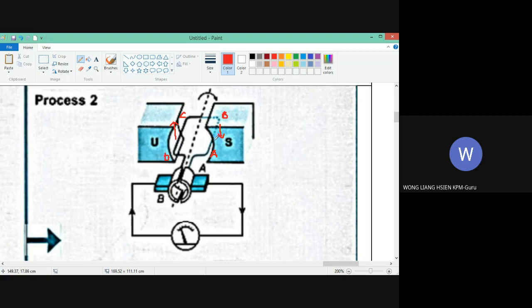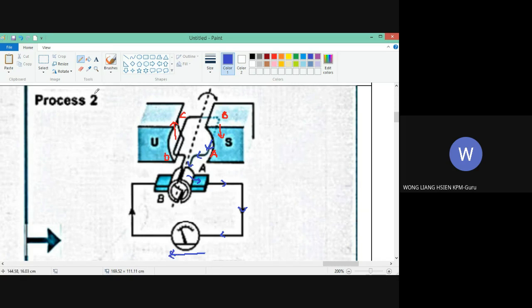So if this one cuts downward, this side cuts upward. By using Fleming's right-hand rule, we can find out the direction of the induced current. North to south is the direction of the magnetic field. The direction of cutting is downward. So the current flows in this direction, goes to this side of the commutator, goes here, here, and goes in this direction. And you see the current is in this direction.